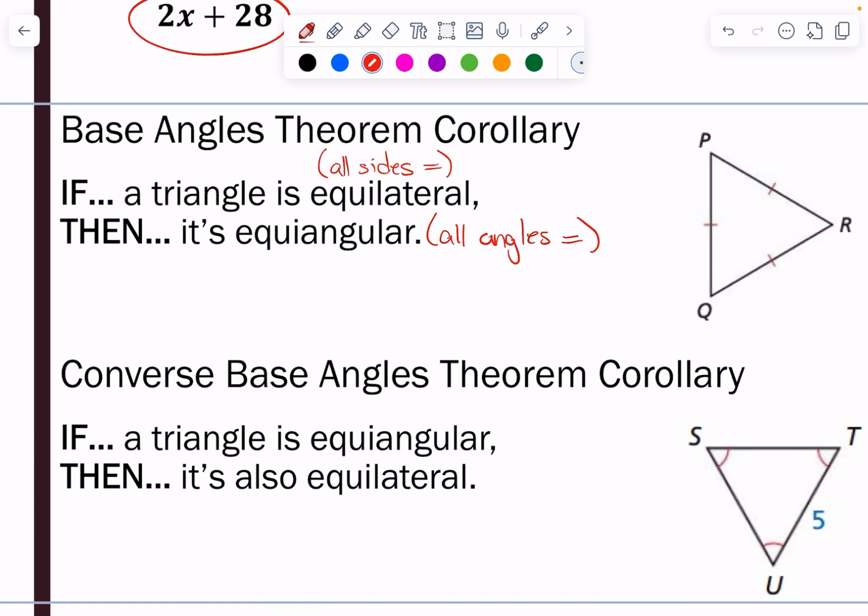Likewise, we have the converse base angles theorem corollary. If a triangle is equiangular, all angles equal, then it's also equilateral. So what we would know, like on this one, since this one side is 5, then that would tell me that all of the sides are 5. In the first one, since I know all the sides have their tick mark, then I know angle Q, angle P, and angle R would also all be equal.